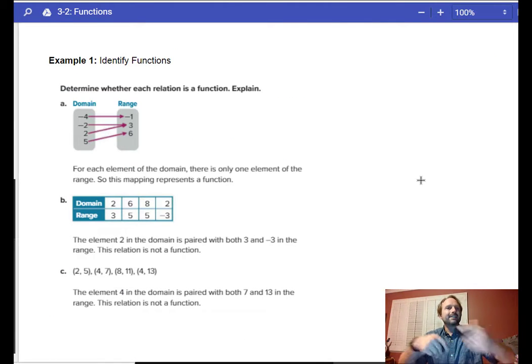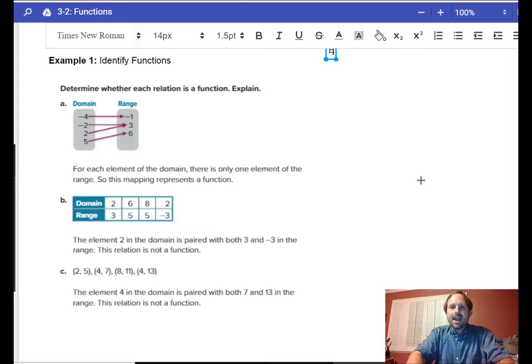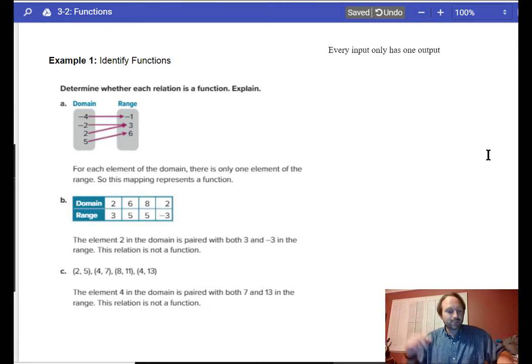So we can identify functions, and we can determine whether each of these relations is a function. Just know this vocabulary or this definition. Every input, so let's write this down, every input only has one output. So every input only has one output.